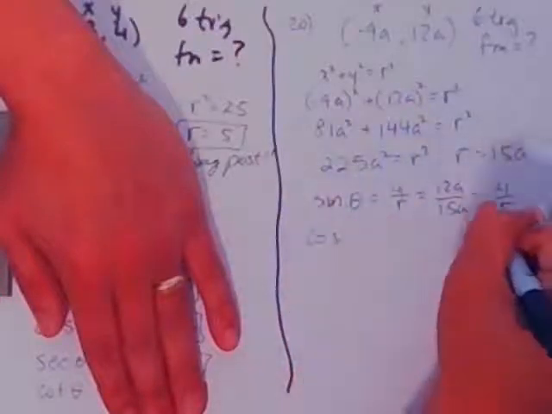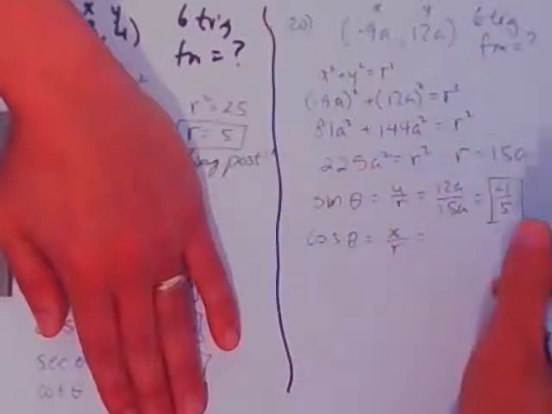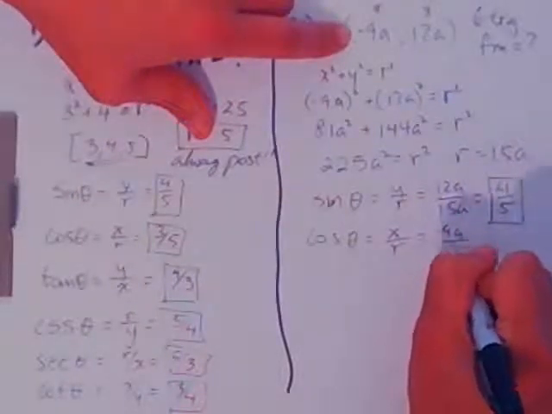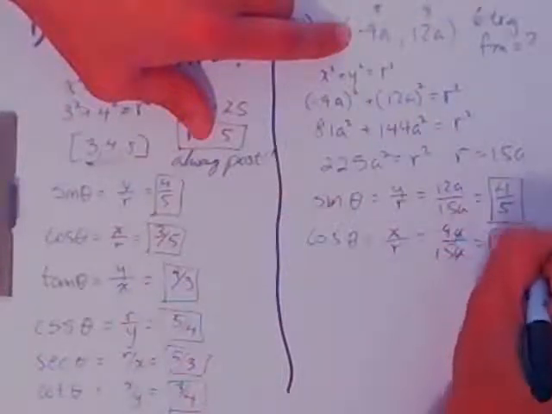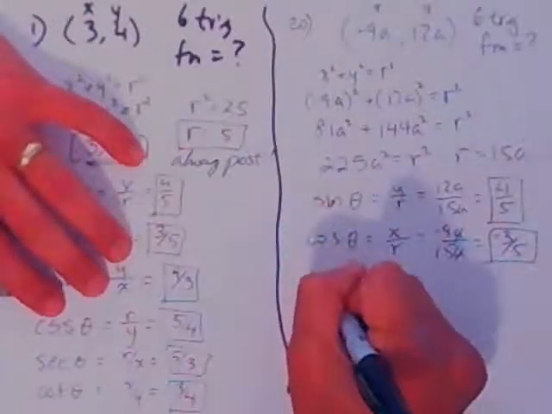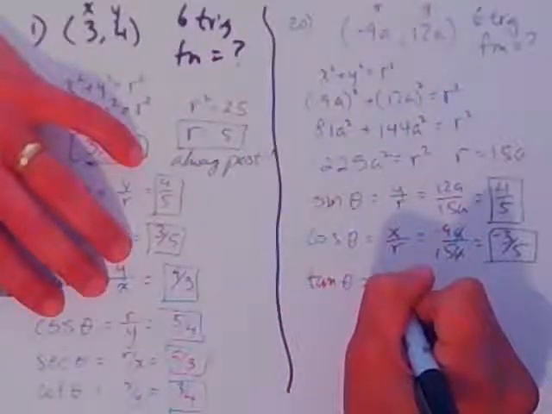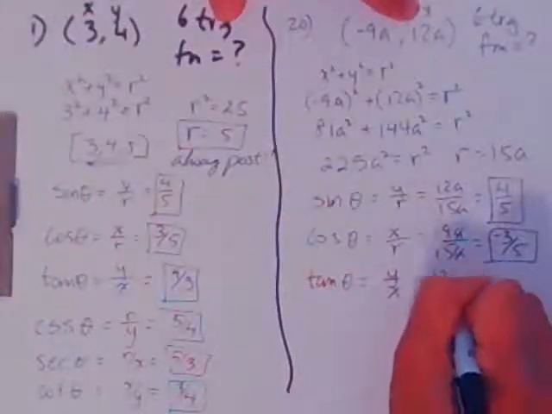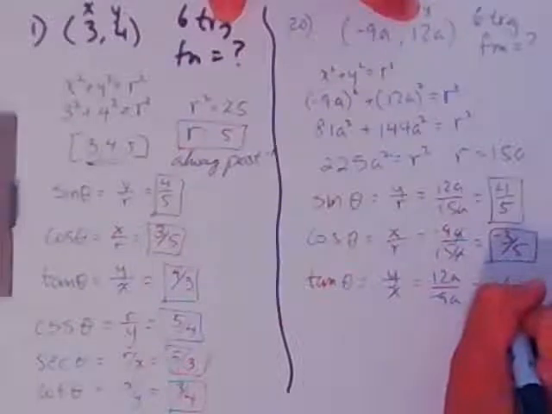The cosine, let's box our answer. Cosine of the angle is going to be x over r. Where's my x value? Negative 9a over 15a. The a's cancel again. Reduce that by 3. You get negative 3 over 5. You can stop it if you want to try to see how it went. The tangent of the angle, if you remember, is y over x, opposite over adjacent: 12a over negative 9a. The a's cancel, divided by 3, negative 4 over 3.